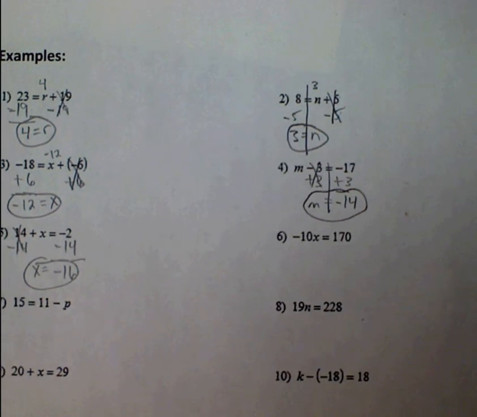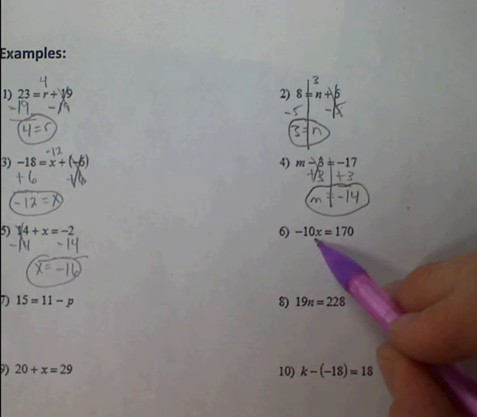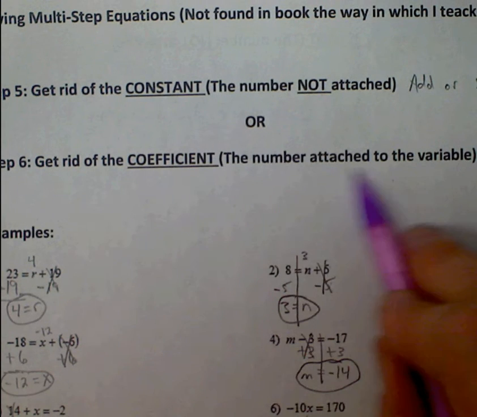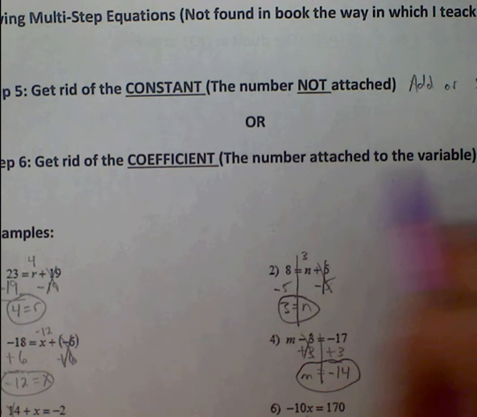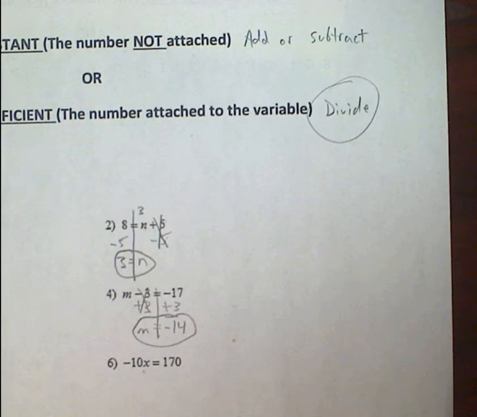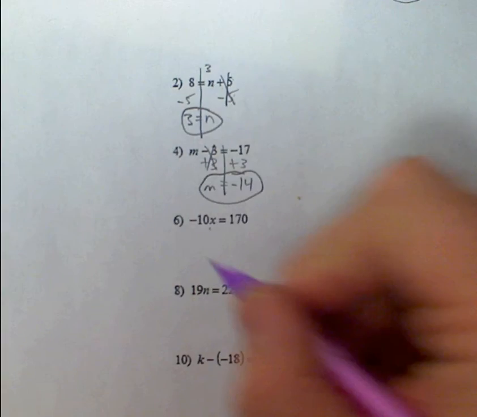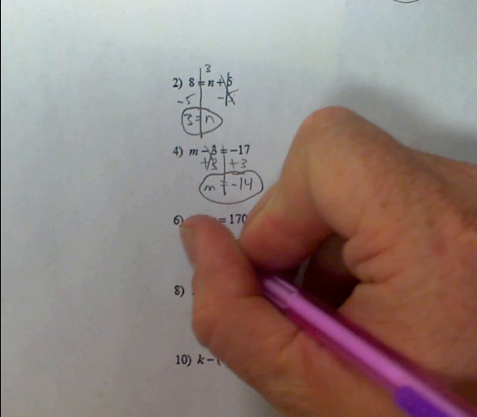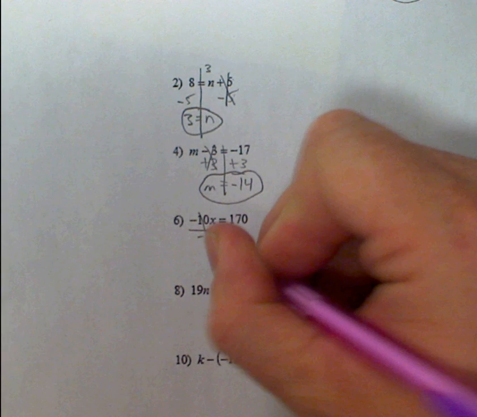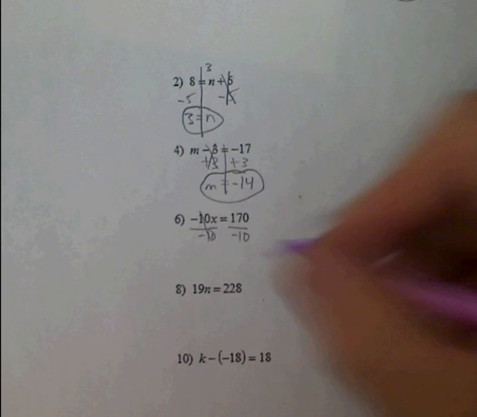Number 6. This time, negative 10 is connected to my variable. The number attached to the variable is called the coefficient. In order to get rid of the coefficient, I'm not going to add or subtract, I'm going to divide. That's how I have to get rid of it. I need to turn it into 1 and not 0. So if I'm multiplying by negative 10, I have to divide by negative 10. If I divide by negative 10 on one side, I divide by negative 10 on the other.